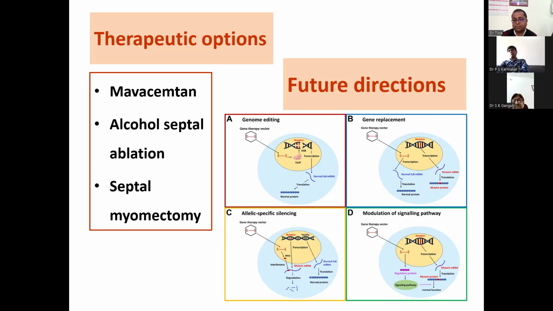Gene therapy, different trials are coming up, mainly gene replacement. All the trials have been done on gene replacement, but other trials have come for modulation of signal pathways, with allele specific silencing or genome editing by CRISPR-Cas9. So these have not come up yet, but these are futures which can come up, and for that HCM may be treated better. Thank you.